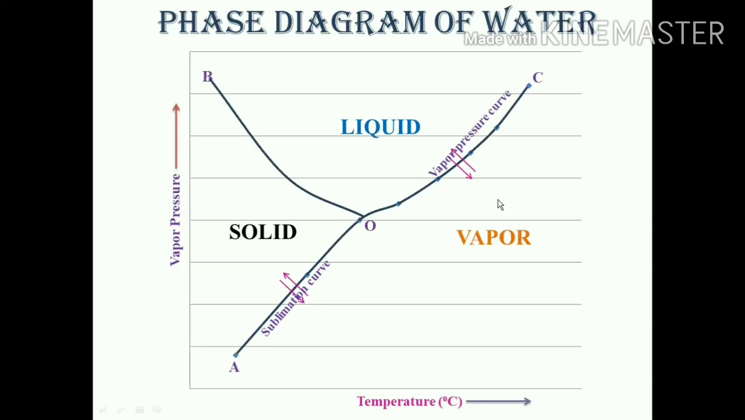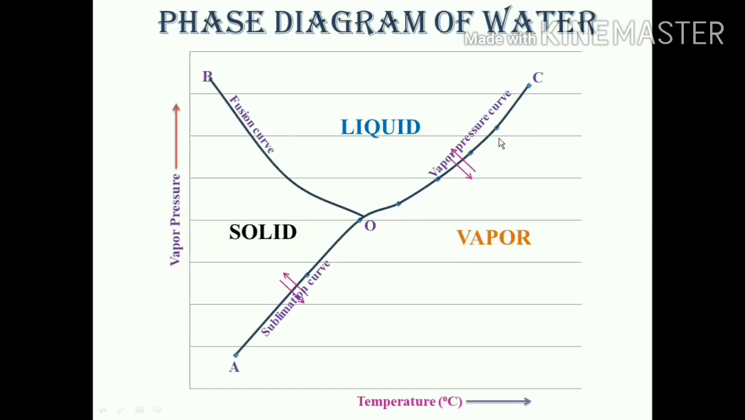So what do I mean by this? If I move at any point along this curve OC, I will observe that at any point along this curve, both the liquid state of water and the vapor phase of water are coexisting, and both of them are in equilibrium state, right? Okay, so this was the story of the curve OC.